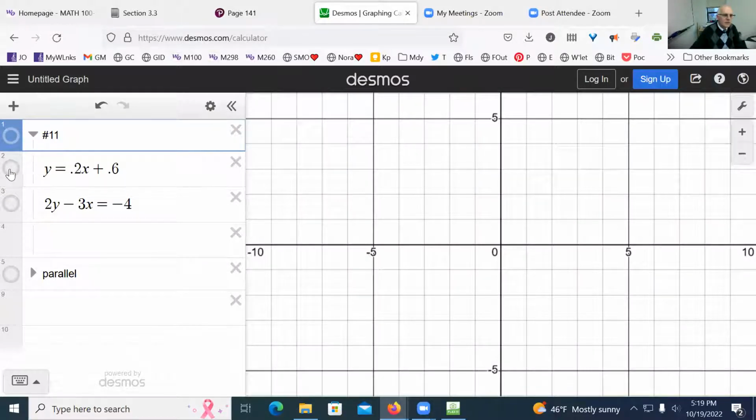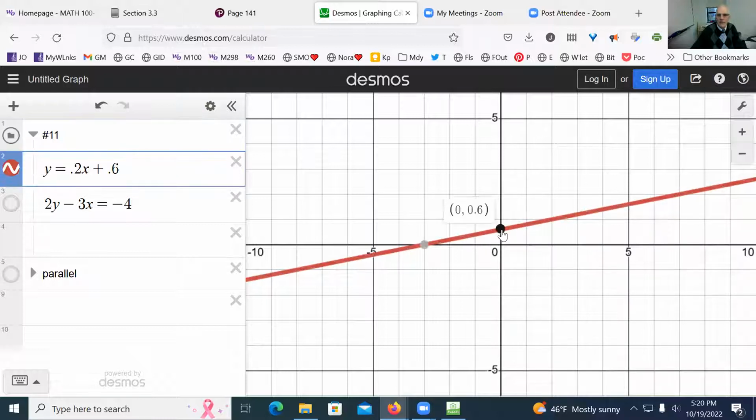So here's my first equation: y equals 0.2x plus 0.6. Okay, it looks good. It has a small slope of 0.2 and a y-intercept of 0.6. And here's the second equation. It's the blue line.